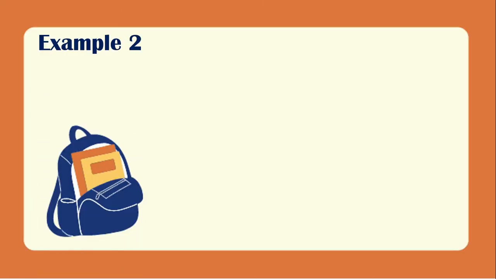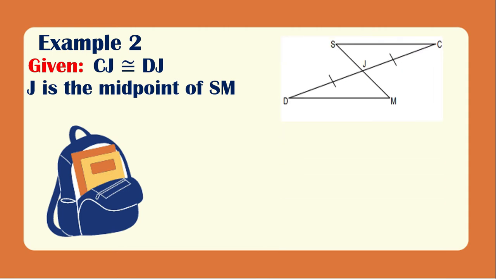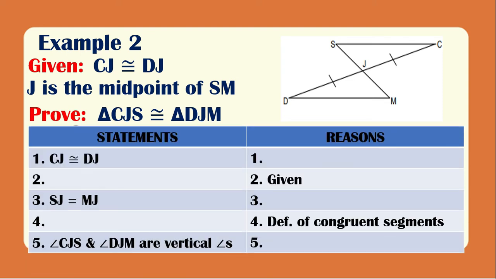Example number 2. Our given are CJ is congruent to DJ and J is the midpoint of SM. And here is the illustration. We need to prove that triangle CJS is congruent to triangle DJM. Here is the two-column proof, but we still have another set of statements and reasons in the next slide. Let's have the first one. The first statement states that CJ is congruent to DJ, and it is already marked in our illustration.